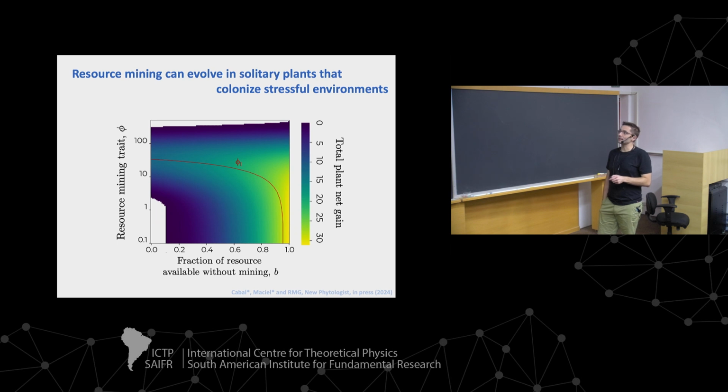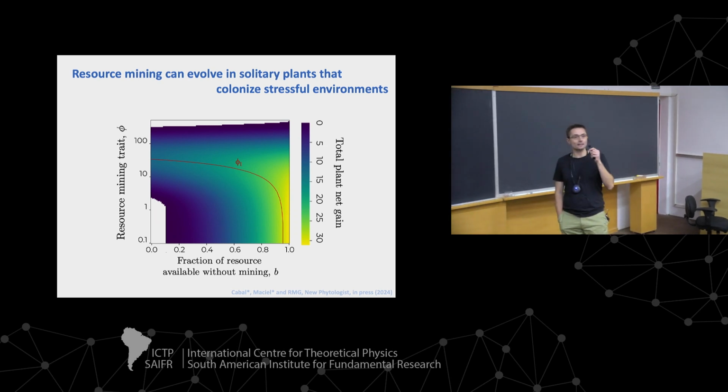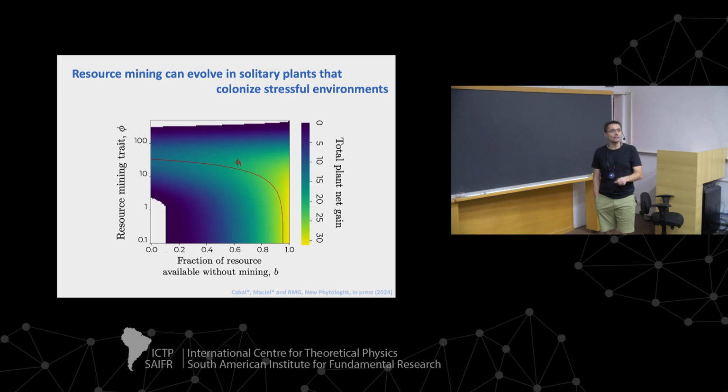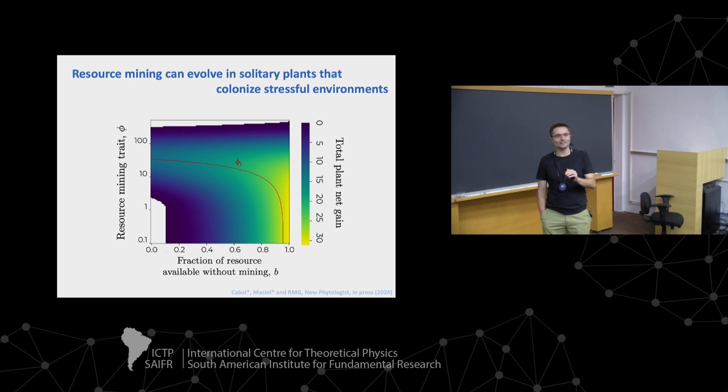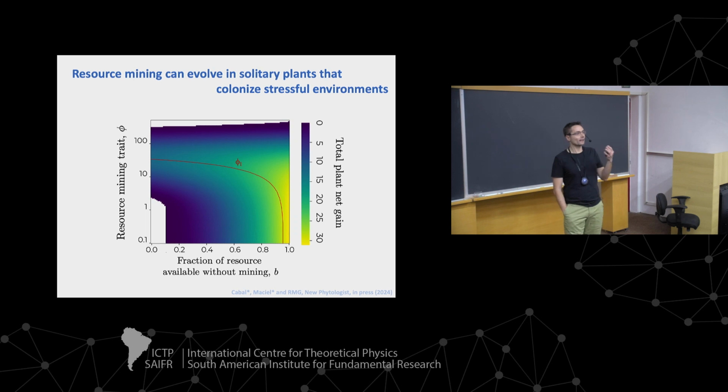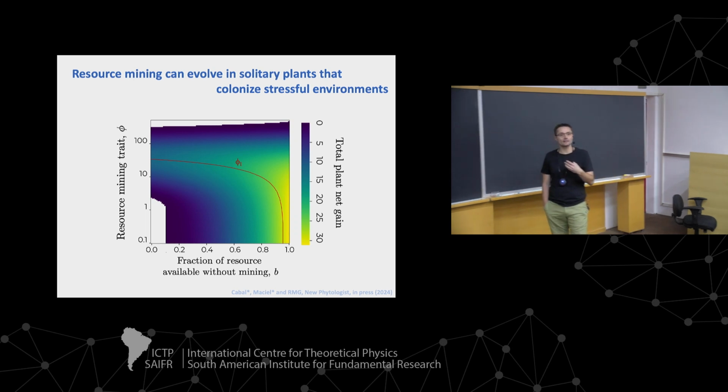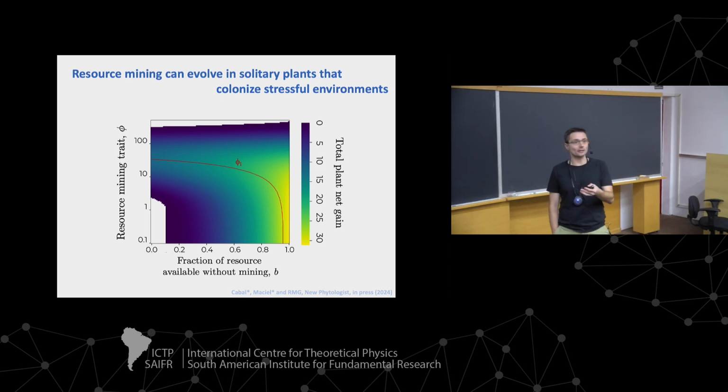Which means that if the environment is this bad, the only way plants have to survive is by mining resources in the soil. That means that in these very bad conditions, mining resources in the soil is obligatory for survival. That could be why when you have poor soils, for example, after volcanic eruptions, as we have in the Canary Islands, the first plants that colonize those environments are plants that do have those traits, because they are able to improve the soil conditions by establishing in the ecosystem.